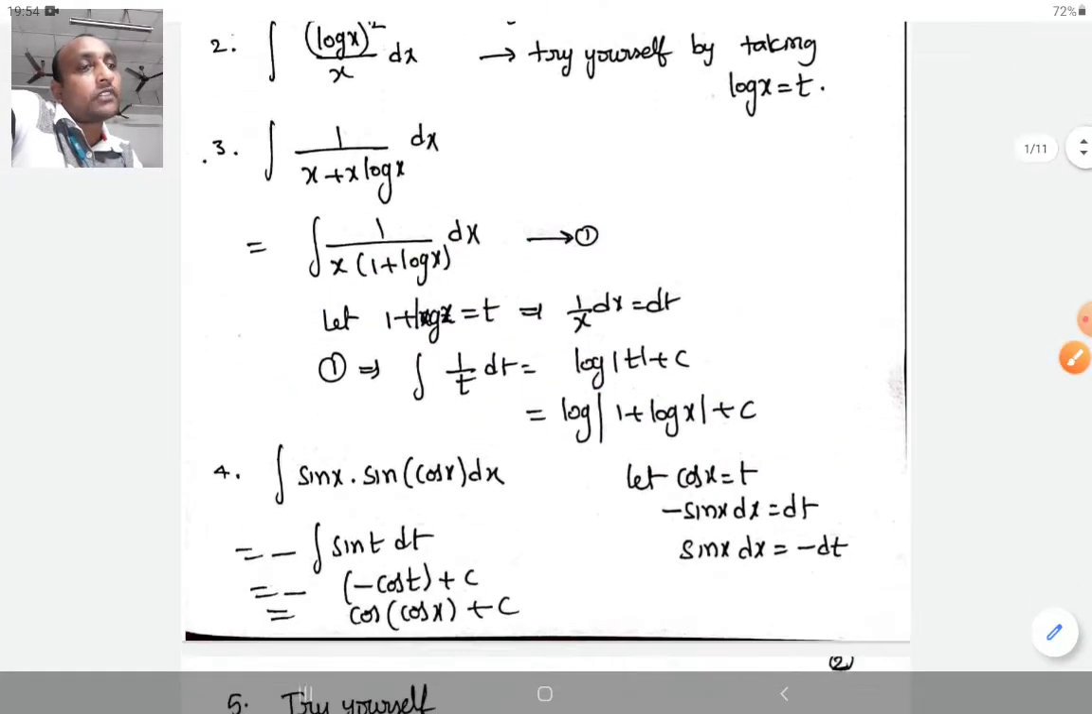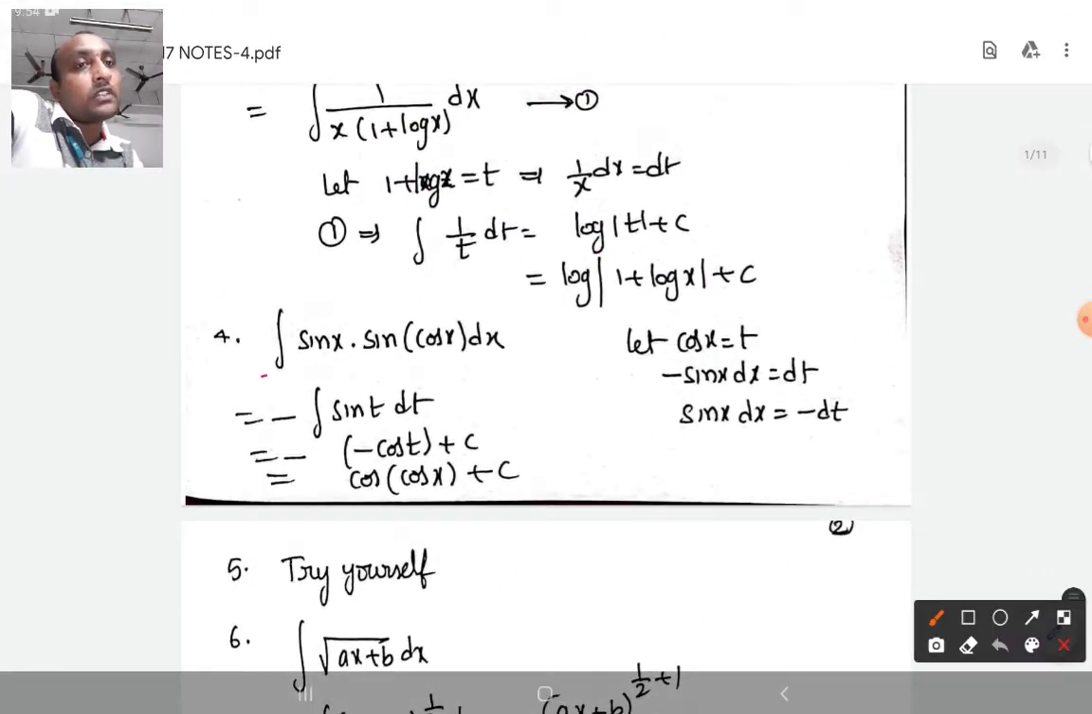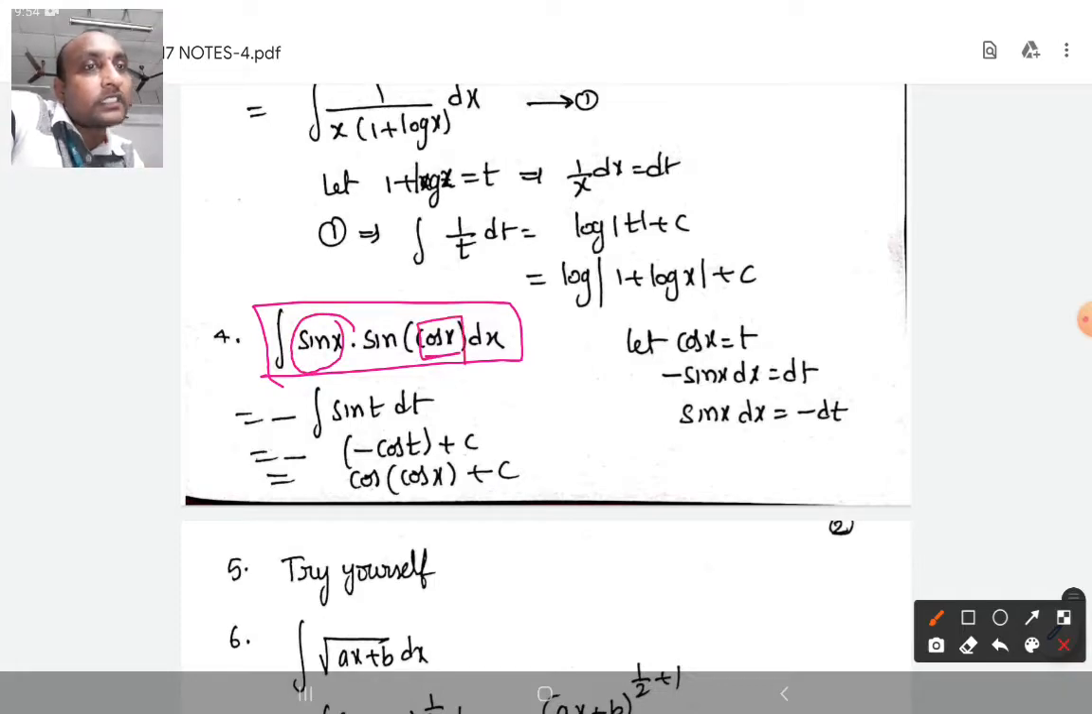In the same way the fourth question also, if you look at the question, there is sine of cos x, so this sin x is the factor of dx. If I take cos x as t, the derivative of cos x is minus sin x, which is present here. So you take cos x as t, minus sin x into dx is equal to dt. So sin x into dx can be written as minus dt, which gives minus sin t dt.